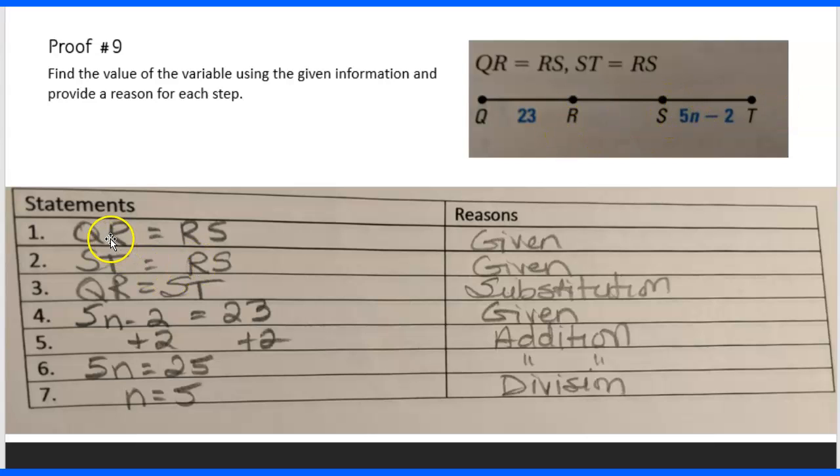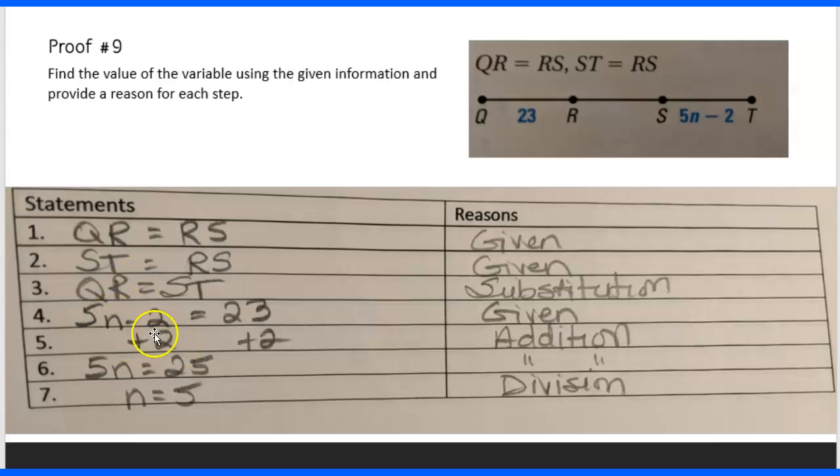So I'm going to start with the first one, QR equals RS, given. ST equals RS, given. That then means that QR can equal ST, and that would be substitution. You could even pull off subtraction there. Then, since I know that they are equal, I am going to put 5n minus 2 equals 23. Now, I put given there, but I think it would be better to put substitution. So given or substitution would be okay.